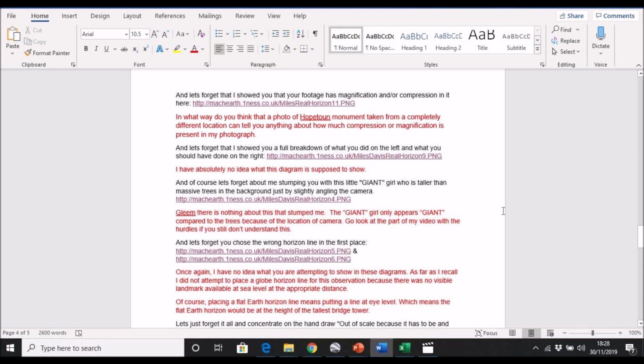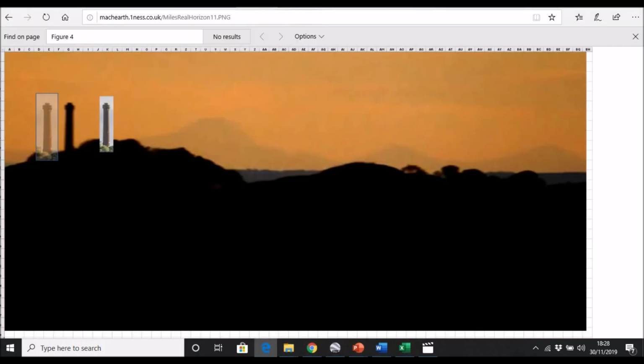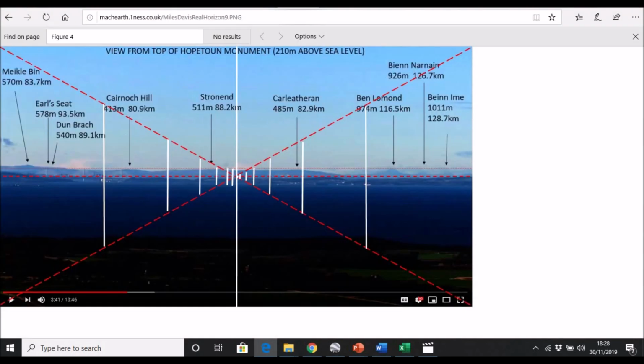He continues, and let's forget I showed you a full breakdown of what you did on the left and what you should have done on the right. And he posts another picture, and I say I have absolutely no idea what this diagram is supposed to show. The diagram in question is this one, and I've looked at it, and he seems to think that the center of the picture is in some ways something important.